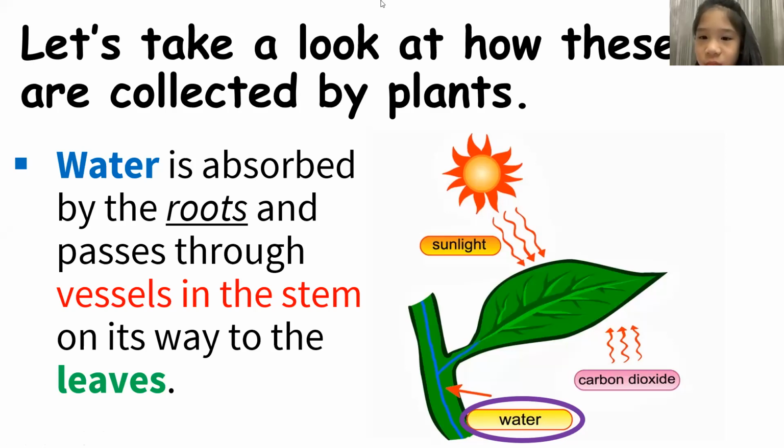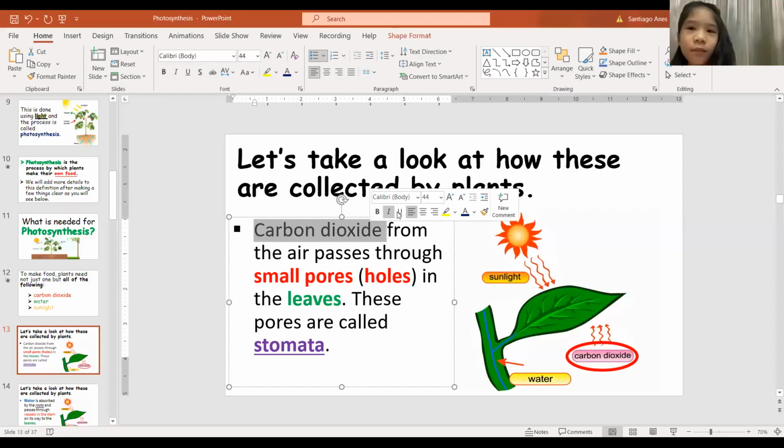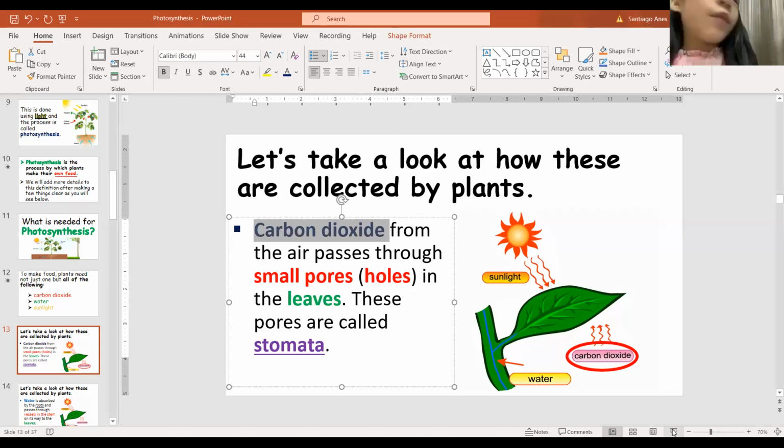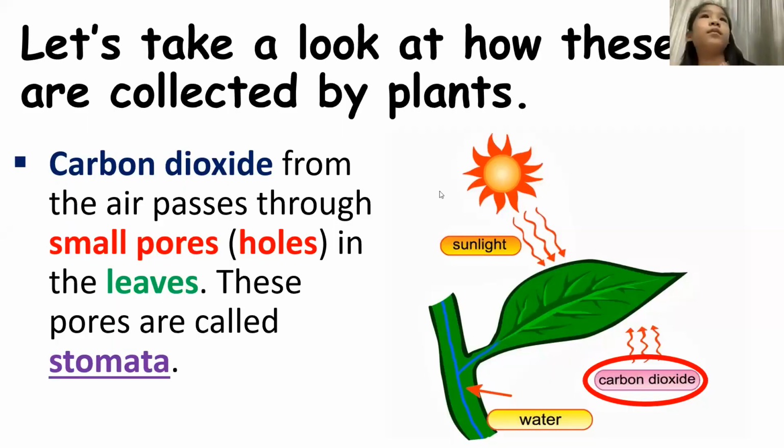And that process is called photosynthesis. Okay, the first one, of course, the water. The water is absorbed by the roots. Remember? No, the first one is carbon dioxide. Okay, I will highlight the carbon dioxide here so that you can see that this is also an important thing. The first thing that the plants will absorb is carbon dioxide.